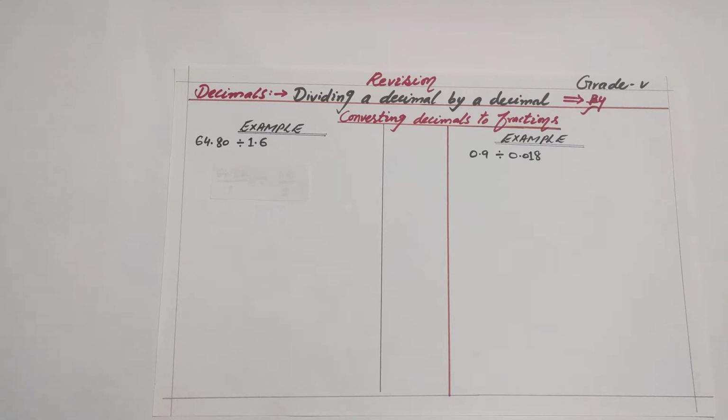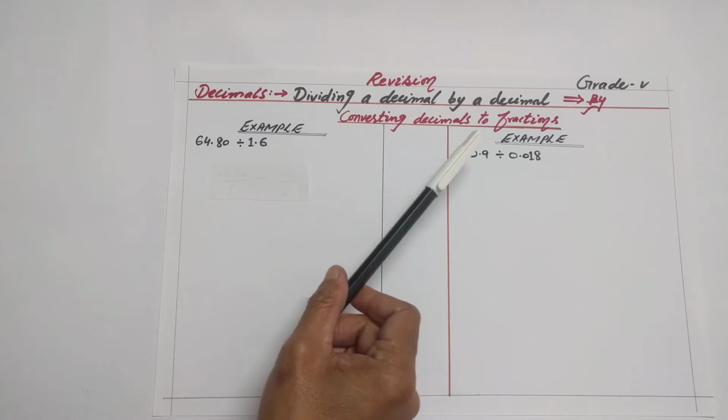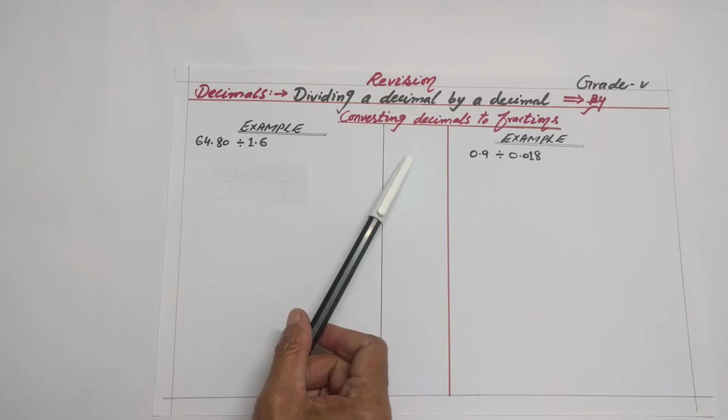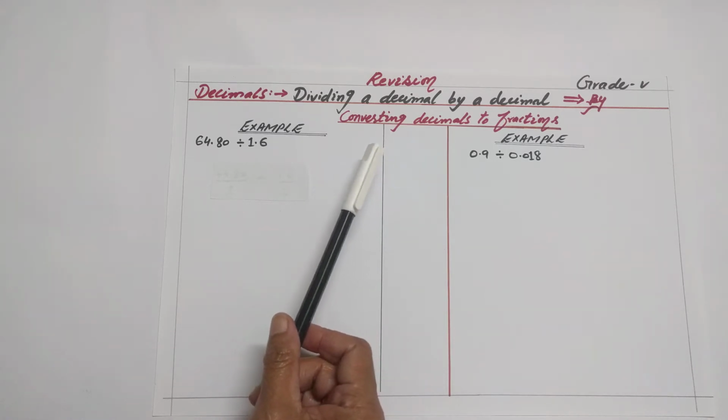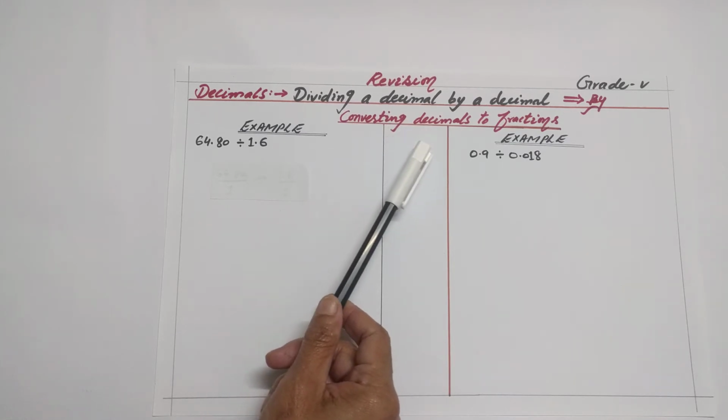As in your book there are two methods for the division of the decimal, and we are following only one of these two methods as we have already done in the class. So we will just revise this topic, and we will follow the one method as you have already done in the classroom. That method is dividing a decimal by a decimal by converting decimal to fraction. The second method is dividing a decimal by the direct division method, but we are just following the method of converting decimal to fraction.